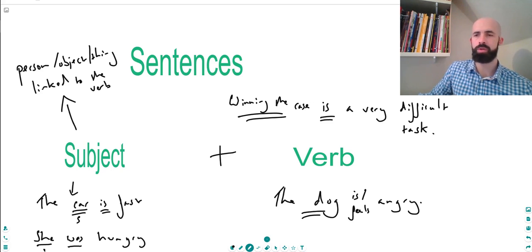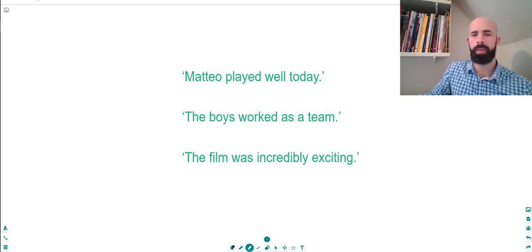Okay, so we're going to go on to do an exercise now where I want you to identify the subject and the verb in each of these sentences. Hopefully it shouldn't be too difficult for you to do, because I think the examples I just gave you were slightly more challenging, to be honest with you. So let's have a look at this first one. Matteo played well today. So just pause the video and try and underline the verb and then the subject here.